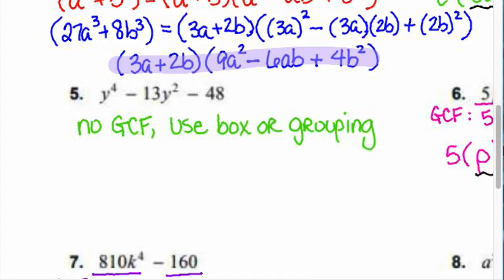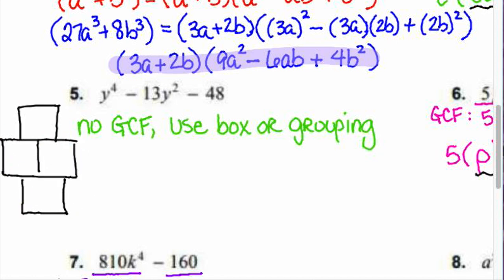For number 5, we identified there was not a GCF, and because there are 3 terms this time, we could either use the box or use the grouping method. Since we're going to group over here, I'm going to go ahead and do the box for this one. In either case, remember we do have to start off with the hopscotch squares. So the top box is the product, so y to the 4th times negative 48, so negative 48 y to the 4th. And then my sum is my bottom box, negative 13 y squared.